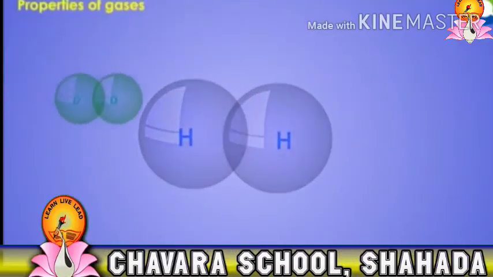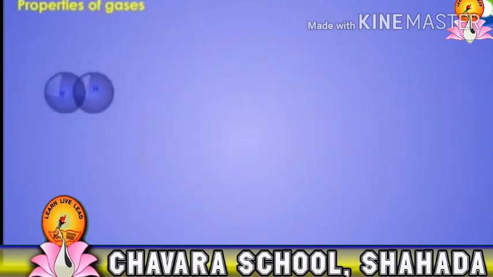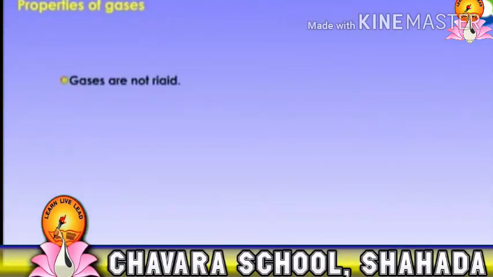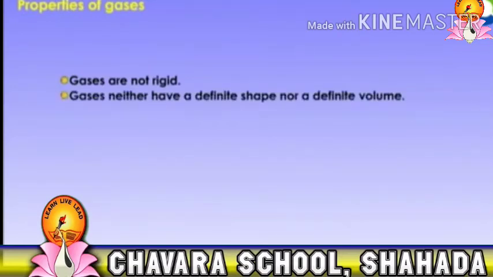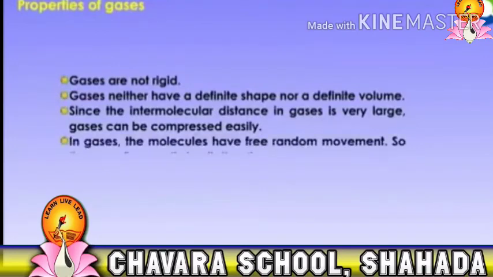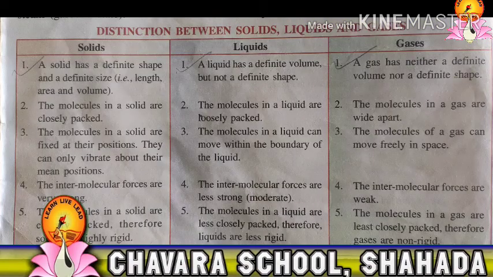Now students, we will see the properties of gases. Here nitrogen gas, helium gas, argon gas, oxygen gas, carbon dioxide gas. So gases are not rigid. Gases neither have a definite shape nor a definite volume. Since the intermolecular distance in gases is very large, gases can be compressed easily. In gases, the molecules have free random movement, so they can flow easily in all directions. So these are the properties that you understood, students.